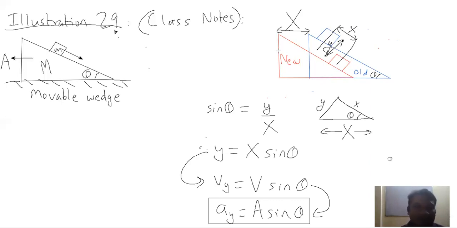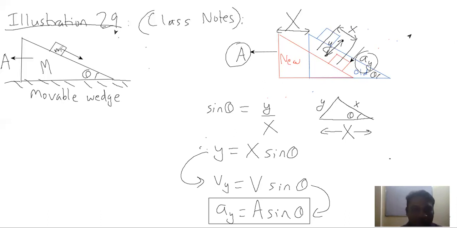So let me show this. Acceleration of the wedge in left direction is capital A, and acceleration of the block in y direction is small a subscript y. So the relation between small a subscript y and capital A is given by ay equals A sine theta. I hope you understood this analysis fully. Other than that, we will apply Newton's law equation.